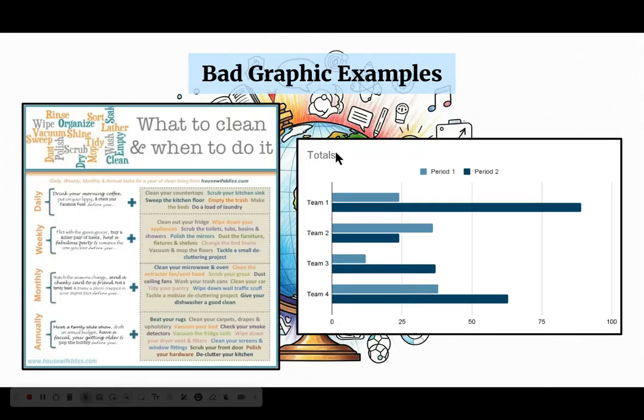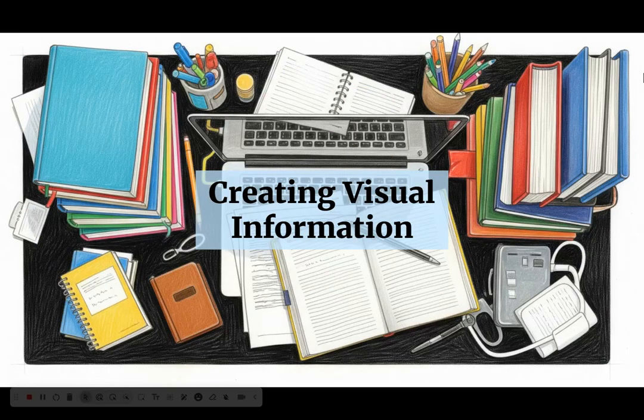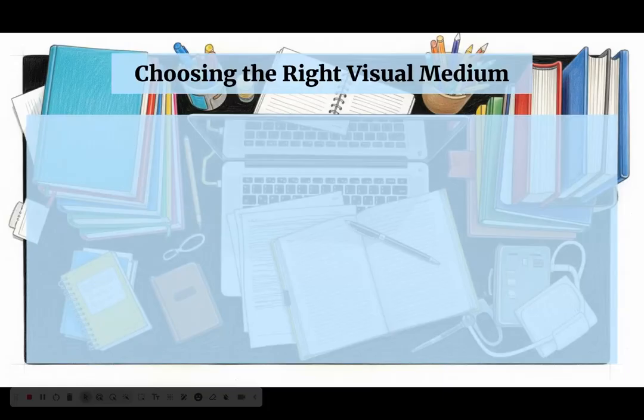You'll notice that the title just says totals, but we don't know totals of what. And we don't have a label for these numbers down here, so we don't know if 25 or 50 means percent, or dollars, or minutes, or students. So this information is useless because we don't have all the information we need. So keep that in mind when you're creating visual information.